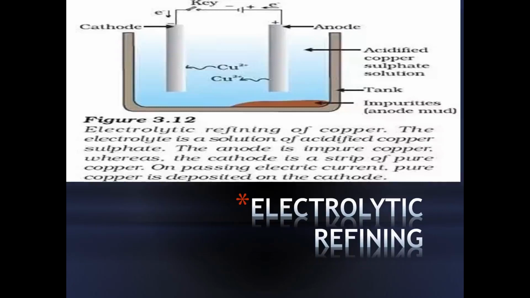Pure metal is gained; pure copper we can gain. The cathode and anode act as pure metal and impure metal. So, on passing the electric current, pure copper is deposited on the cathode. Do you understand, children?